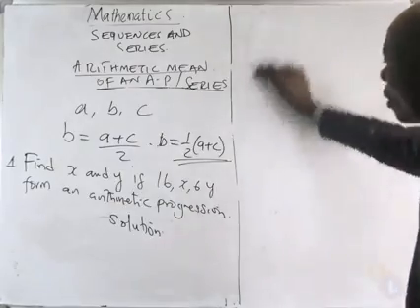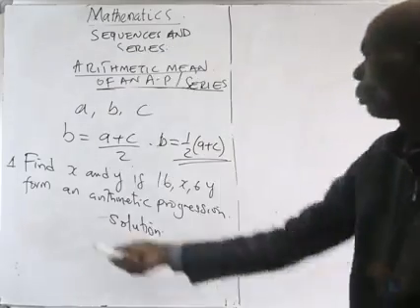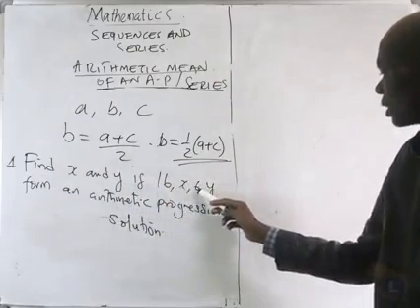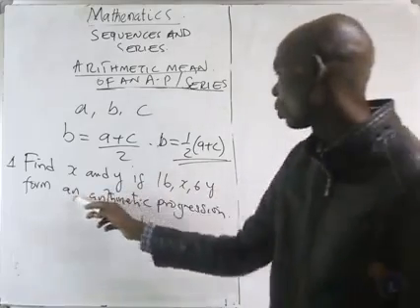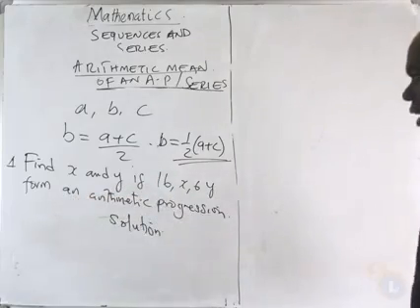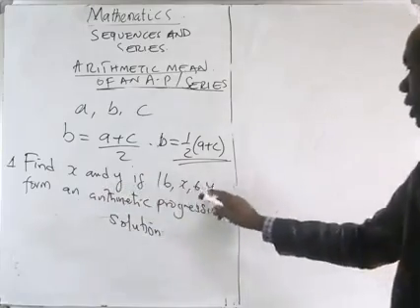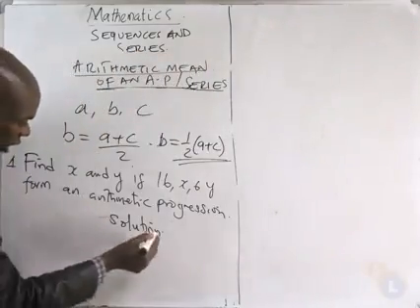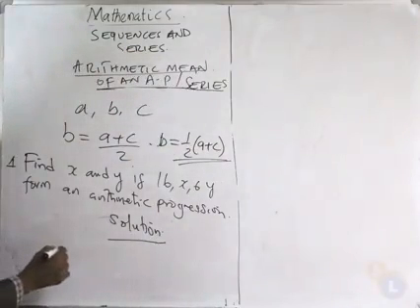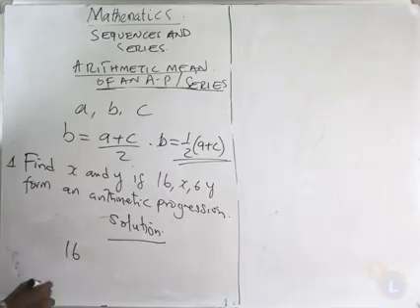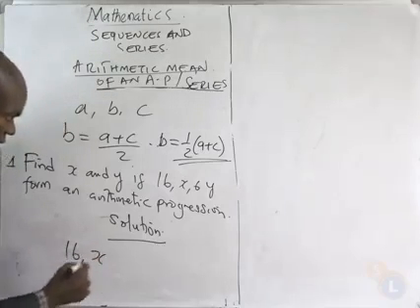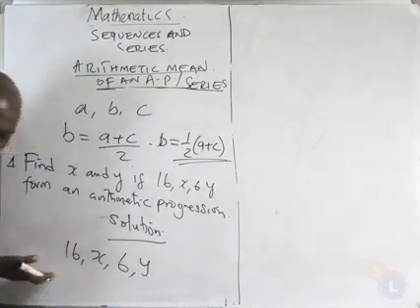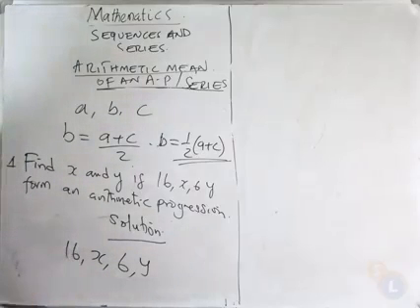It is that simple. Okay, now here is a question given on the board: find x and y if 16, x, 6, and y form an arithmetic progression. How can we handle this scenario? Since we are given 16, then x, then 6, and then y, they are saying these form an arithmetic progression.